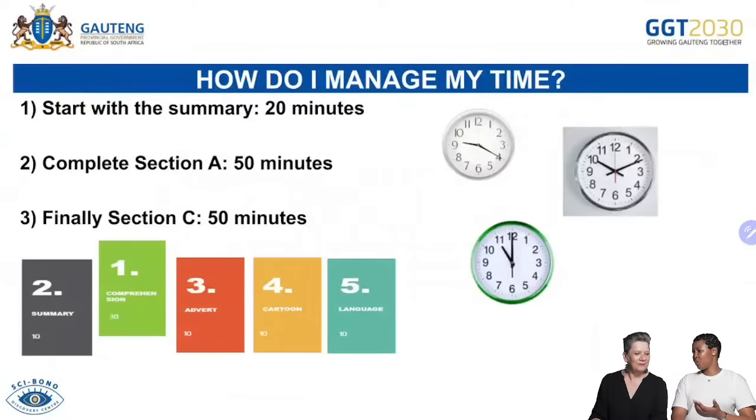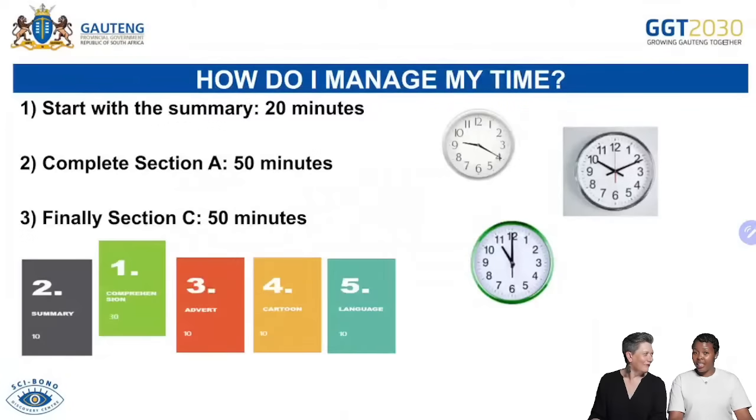Now, how do you manage your time? Start with the summary for 20 marks, for 20 minutes rather. So what does this mean, grade 12? Don't be confused because you probably have seen the structure of the paper. We've got section A, section B, and section C. The summary falls under section B. And why would we say you must start with section B? One, we've uncovered that this is one of the simplest questions that you can look into, so you want to do it with ease.